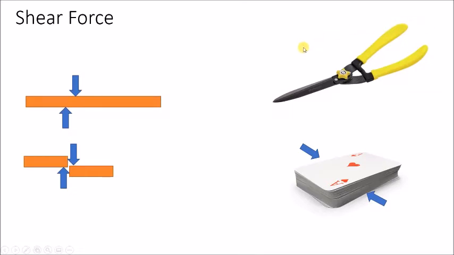So the way that they would cut through a branch or something like that, you would have one blade pushing up on the branch and one blade pushing down on the branch, and that would be essentially shearing through the branch there. You can imagine a deck of cards being pushed right on the top and to the left on the bottom. The way that they would split apart would be a good way of imagining shear force.